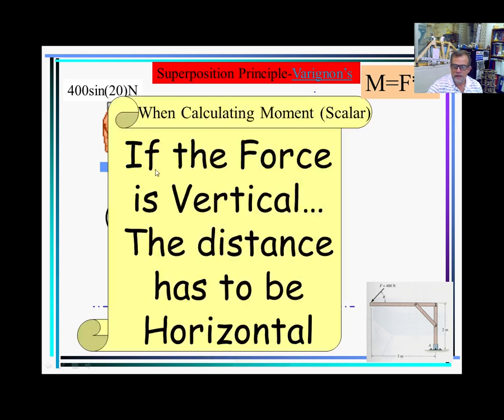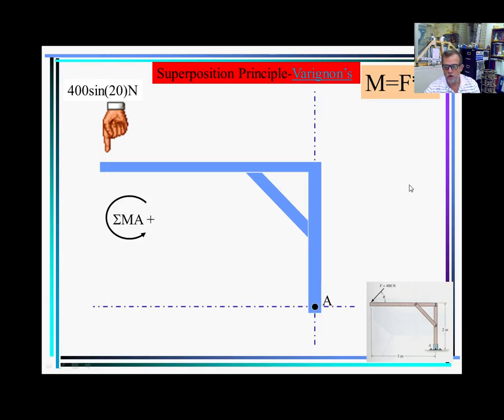But this is the key. If the force is vertical, the distance has to be horizontal. In other words, I don't have to calculate any distance, because usually you have all of those distances. Perpendicular distances, horizontal distance, vertical distances. You have all those distances. So that step of calculating the perpendicular distance, basically we're solving it by decomposing the force. So if the force is vertical, the distance has to be horizontal.